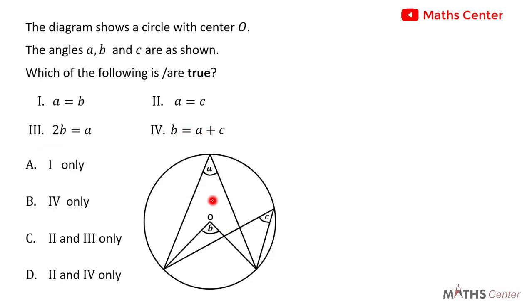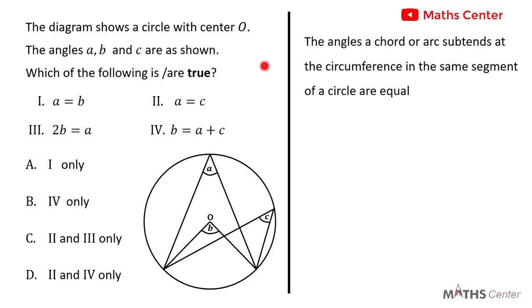We have the diagram here with angles a, b, c. And O is the center of the circle. This is a multiple choice question, and so we are going to solve the question, and after that we will pick the correct option. One of the theorems of a circle is that in a circle, the angles a chord or an arc subtends at the circumference in the same segment of the circle are equal.